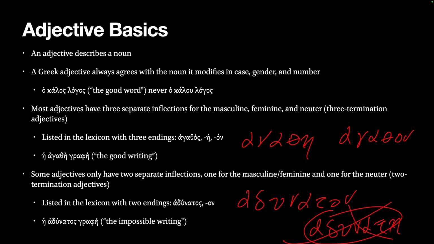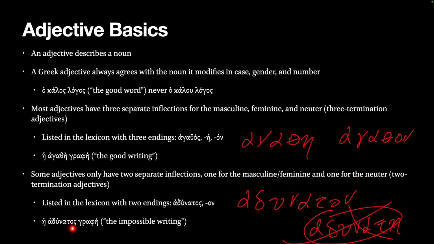You're never going to see that because that is not an adjectival form of this. There is no termination, there is no ending that looks like that. Rather, the -os could be masculine or it could be feminine. So in the case here, hē adunatos graphē, adunatos is actually feminine because of that rule up here that a Greek adjective is always going to agree with the noun that it's modifying in case, in gender, and in number. Adunatos has to be feminine even though it doesn't look feminine.